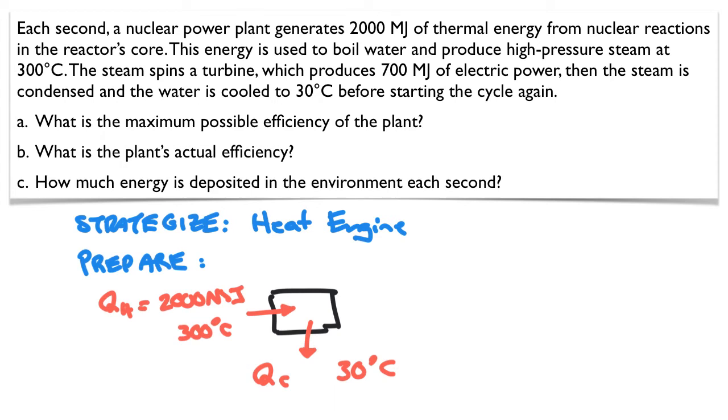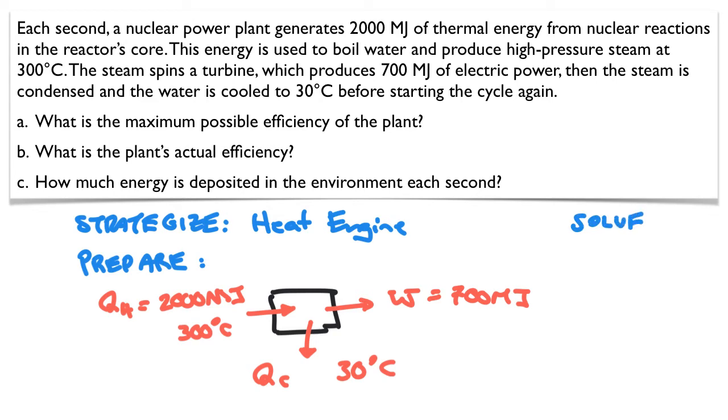Okay? And then also we get some energy out. We're going to call that W. That's my useful work output of the plant. And we know what that is. That is 700 megajoules. Okay, so that's my preparation step. I've helped basically wrap my mind around the problem. And then let's do some solving.